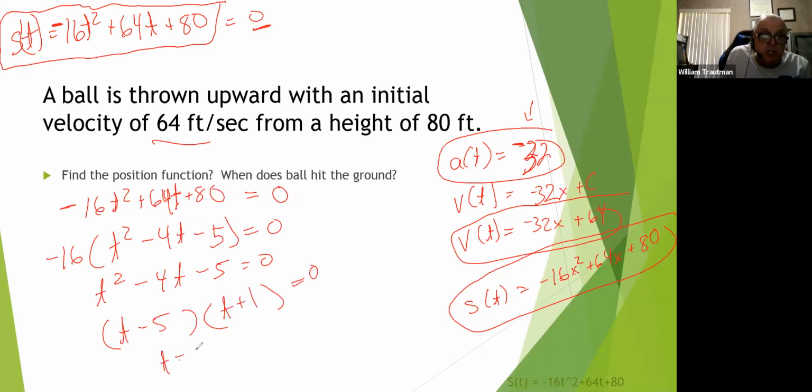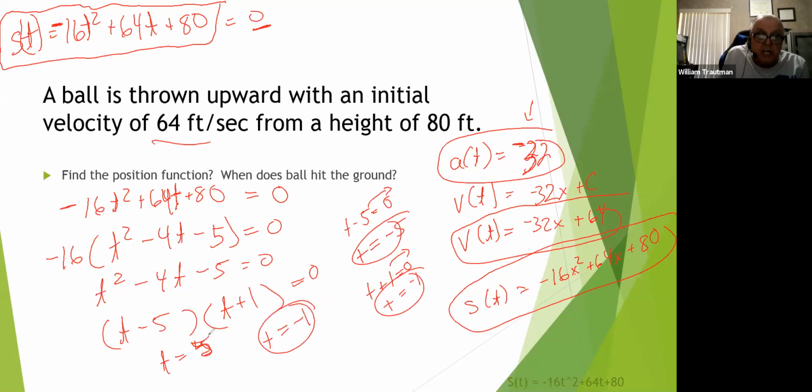So t minus 5 equals 0, get the 5 to the other side, and I get t equals a positive 5. Or t plus 1 equals 0, I get the 1 to the other side, and t equals a negative 1. So there are two answers. Time is negative 1 and time is 5. You can't have a negative time.